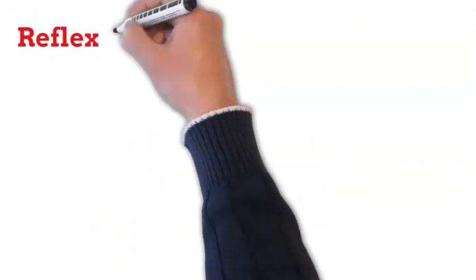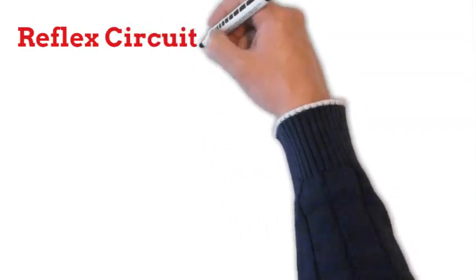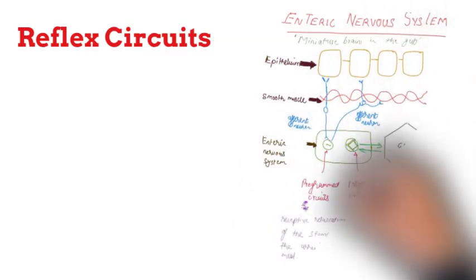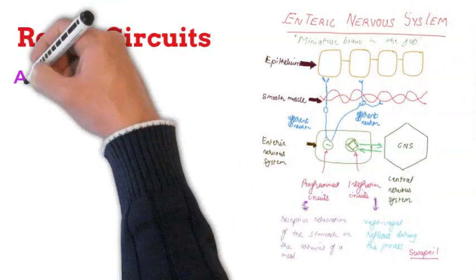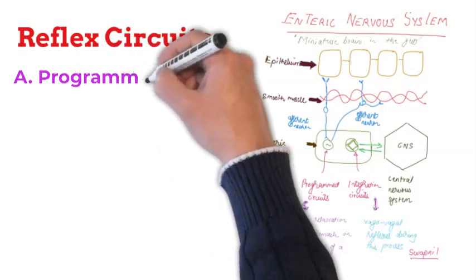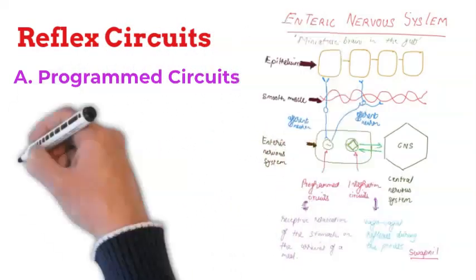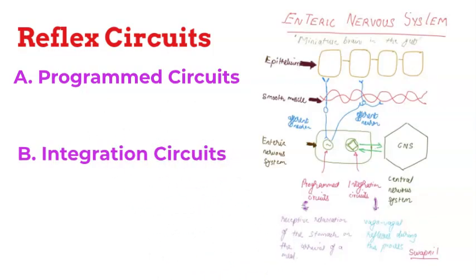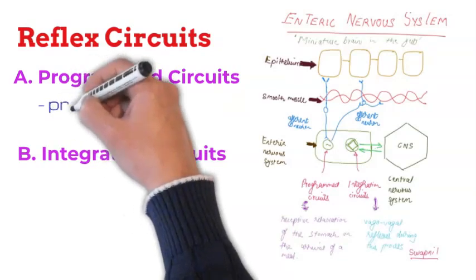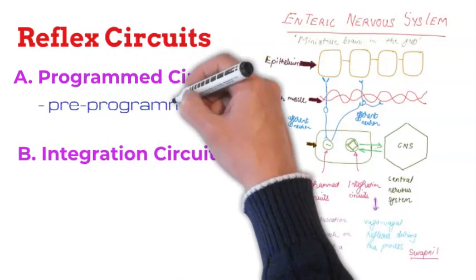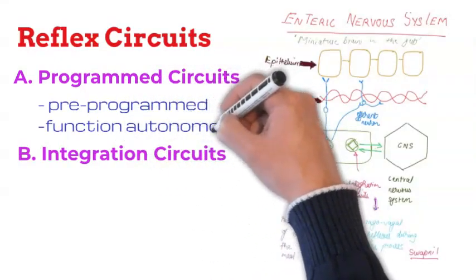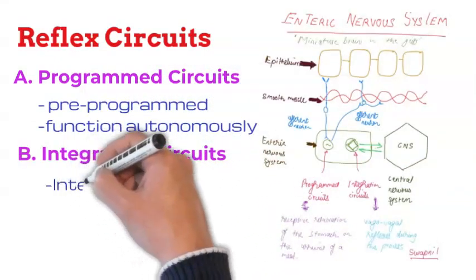To understand the function of the ENS, we need to understand reflex circuits of the ENS. You can see in the figure that there are two types of circuits. One is a program circuit and another is an integration circuit. As the name suggests, the program circuits are pre-programmed. They function autonomously by themselves. Integration circuits, on the other hand, integrate information with the CNS.